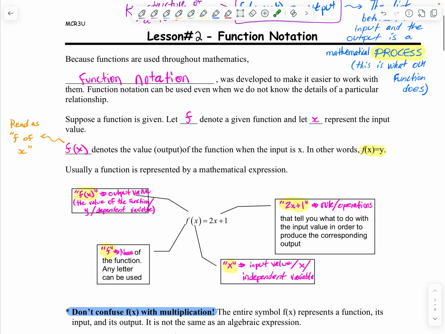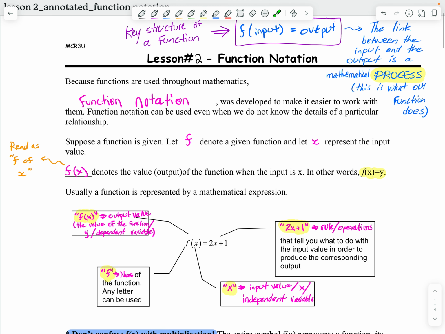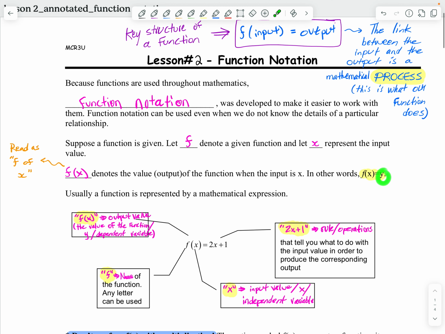Okay, so let's dissect this a little bit. We can denote our function with any letter we like. Let's just give it the letter f. And then x is the input value, or the independent variable. The f of x is read as "f of x", so it's not f times x. This is just saying I have a function and I'm feeding it the input value x. That whole thing, f of x, denotes the output of the function when the input is x. So in other words, f of x is equal to y, right?